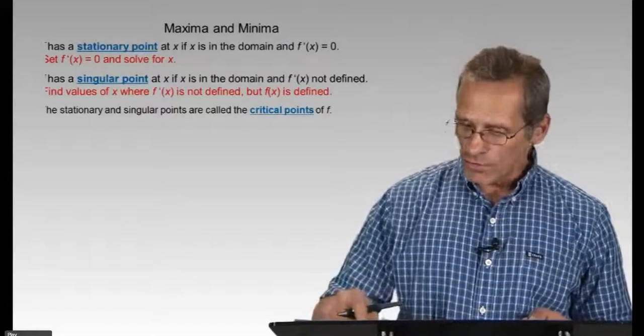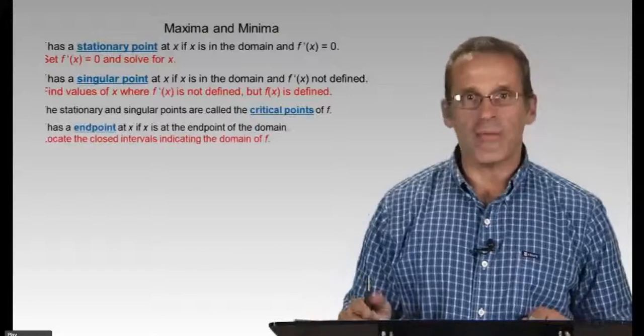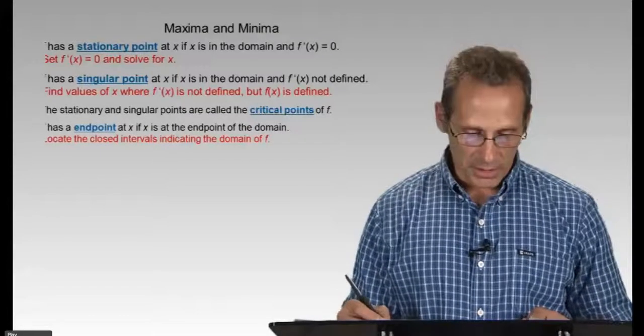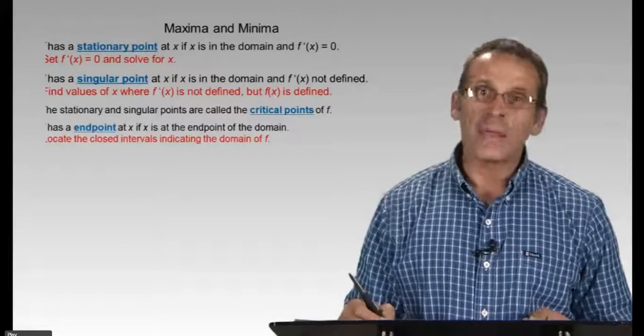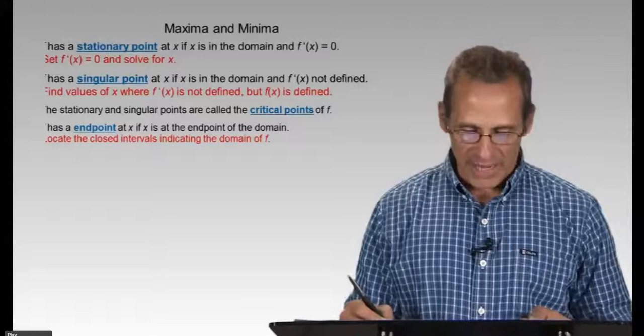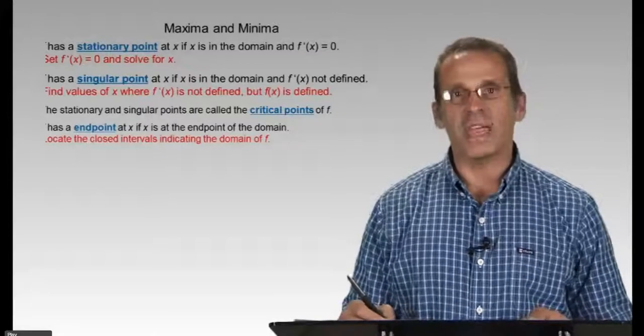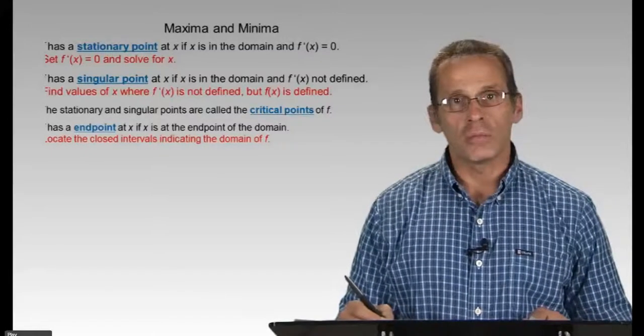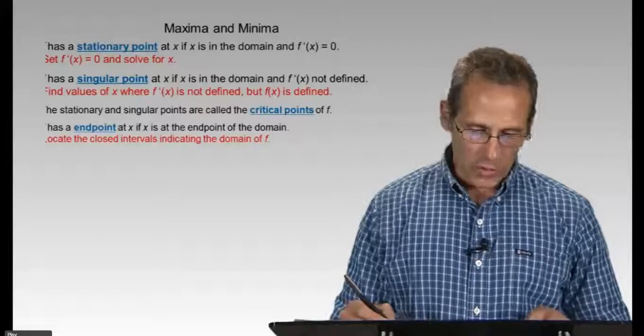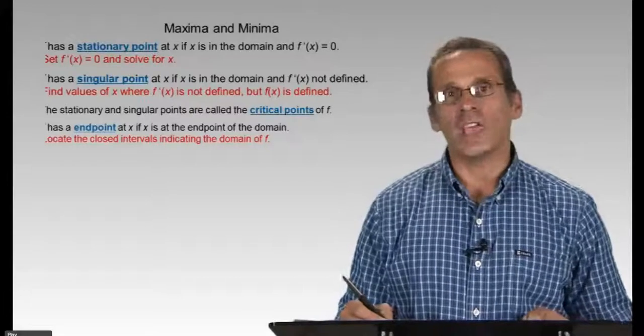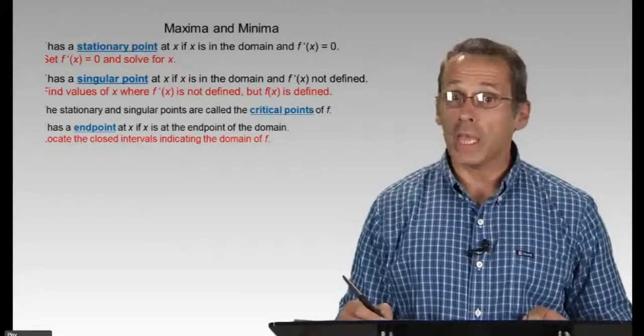There's a third value that we're going to look at that's extreme that pertains to absolute max and min, and this is at the endpoints. F has an endpoint at x if x is simply at the endpoint of the domain. So here we locate closed intervals that indicate the domain of f if they apply.